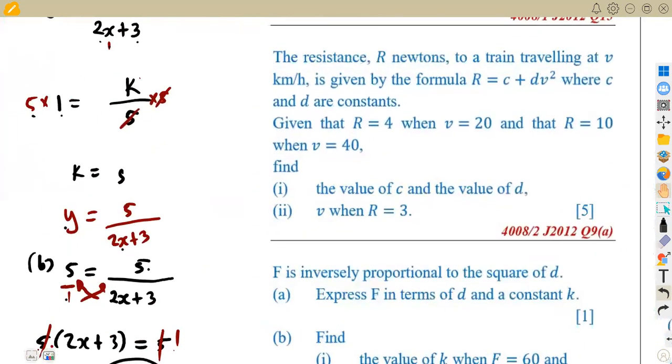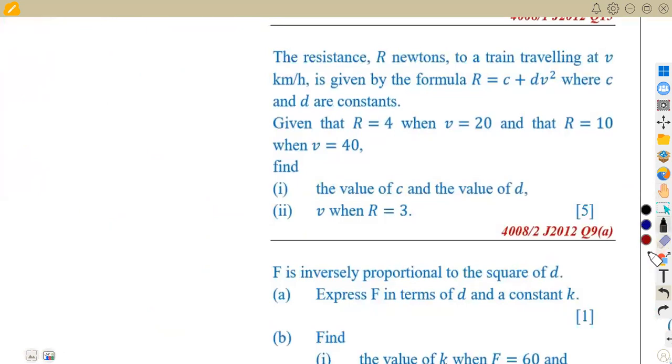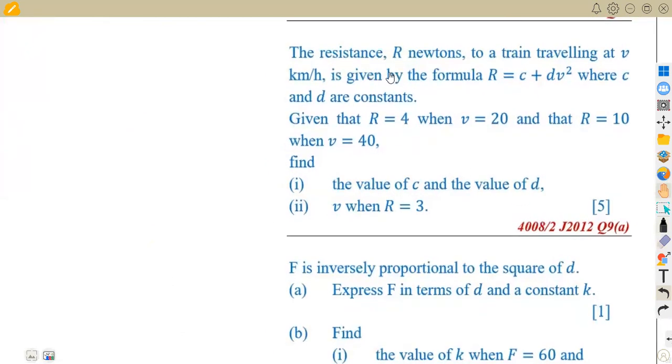Then on this part here, which is going to be our question 29. The resistance R in newtons to a train traveling at a velocity V, which is in kilometers per hour, is given by the formula. Already you are given the formula there, it's already connected. So it's a partial variation, yes, but here they connected this for us. So R is equal to C plus dV squared, where C and D are constants. You're supposed to take note, C and D are constants. Given that R is this, find the value of C and D.